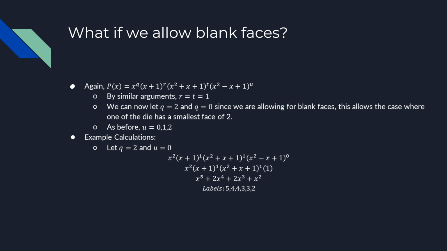So let's go through an example calculation. Let q equal 2 and u equal 0. So substituting that into our unique factorization, we put q equal to 2, r equal to 1, t equal to 1, and u equal to 0. And again, we can simplify that down to 1, for anything to the 0th power is 1. And when we distribute out and multiply everything, we get x to the 5th plus 2x to the 4th plus 2x cubed plus x squared. So that means we have one face with a value of 5, two faces with a value of 4, two faces with a value of 3, and one face with a value of 2. So we have labels 5, 4, 4, 3, 3, 2 for one of the dice.